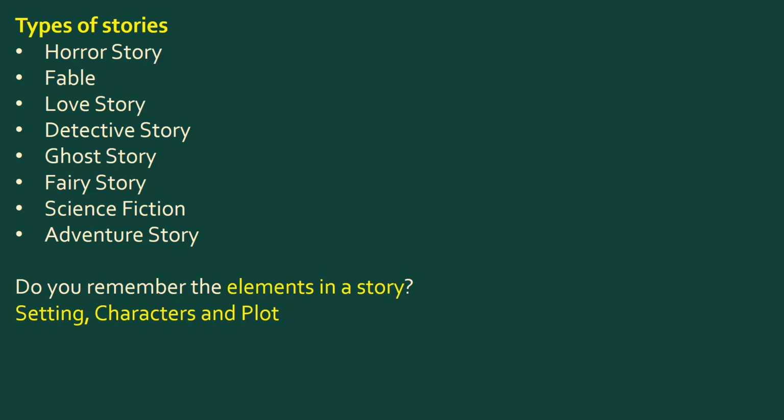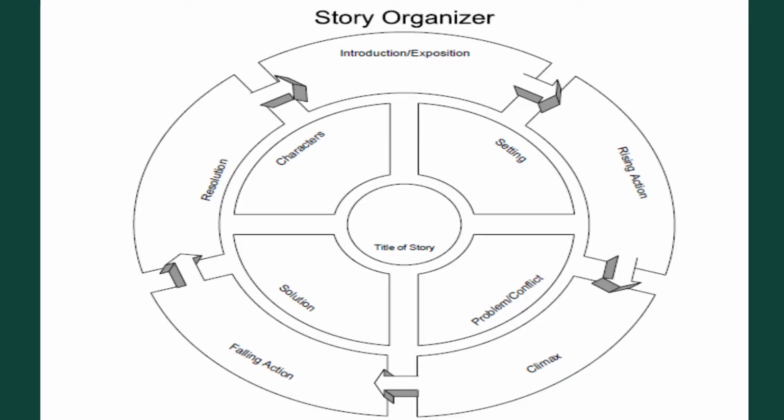Do you remember the elements in the story? Setting, characters, and plot. Here is a story organizer diagram. In the center, we can see the title of the story, and the first level we can see the 4 quarters of the circle, which is the 4 most important elements of a story, that is characters, setting, the conflict, and the solution. And in the outermost circle, we see the 5 stages of a story.